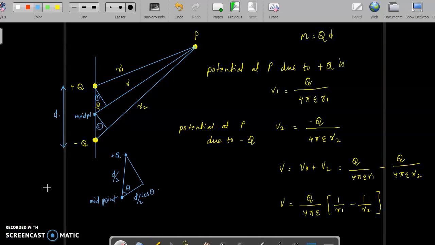So now we are building the relationship between r1, r and d.